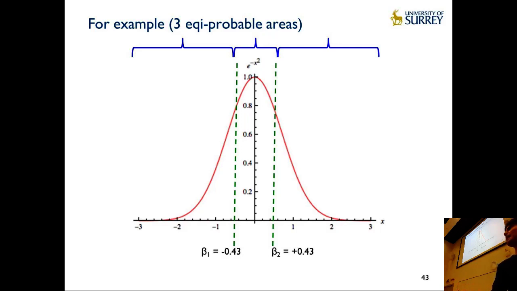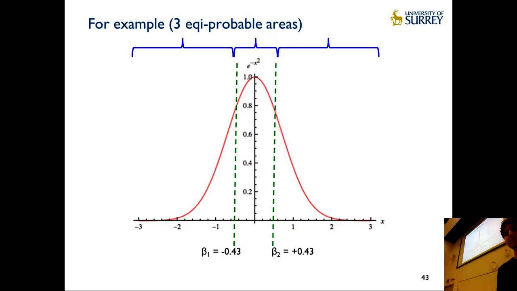SAX says, depending on how many letters you have, divide that area by the number of letters. If I'm using 3 letters, divide the area under this curve into 3 equal areas, for example, and call them A, B, C. If you have 4, divide this curve into 4 areas, or 5 areas, depending on how many you have. And when I say equiprobable area, it means the area under this part, and this part, and this part, each of them will have equal probabilities.